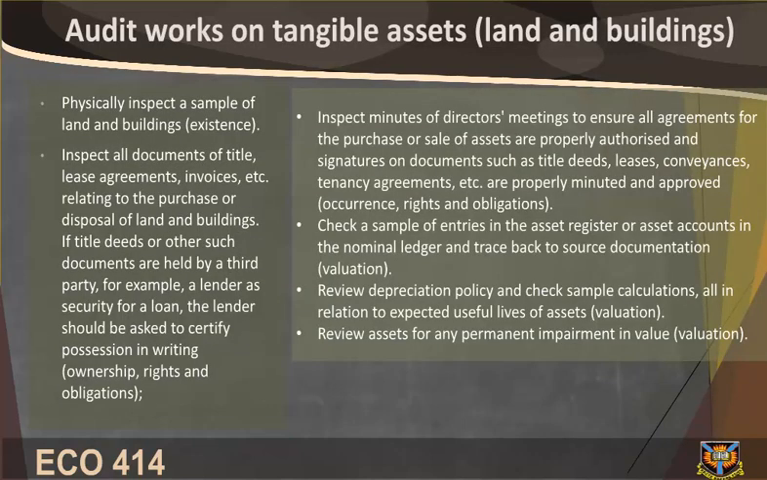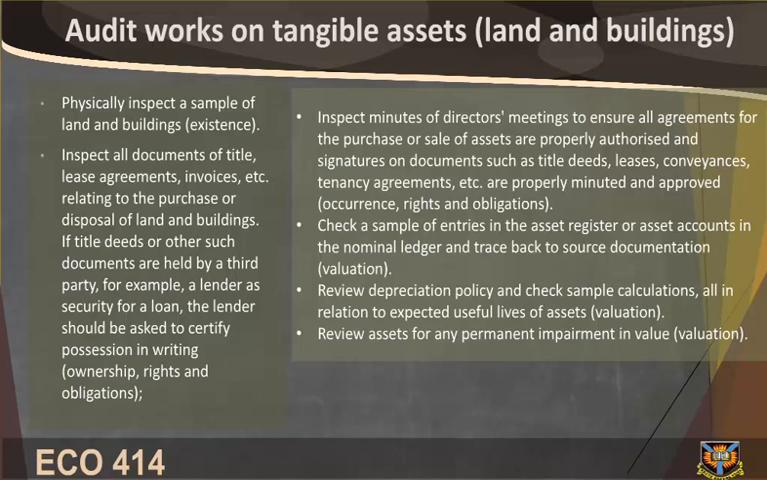Audit work on tangible assets: land and buildings. Physically inspect a sample of land and buildings: existence. Inspect all documents of title, lease agreements, invoices, and so on related to the purchase or disposal of land and buildings. If title deeds or other documents are held by a third party, for example, a lender as security for a loan, the lender should be asked to certify possession in writing: ownership, rights, and obligations.